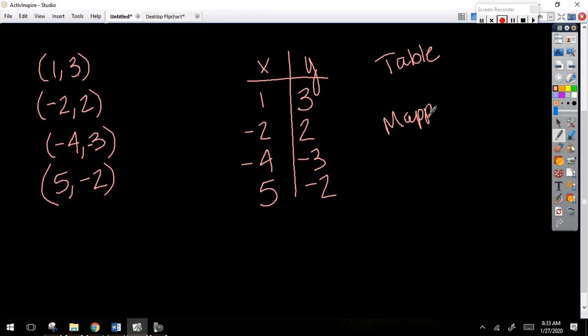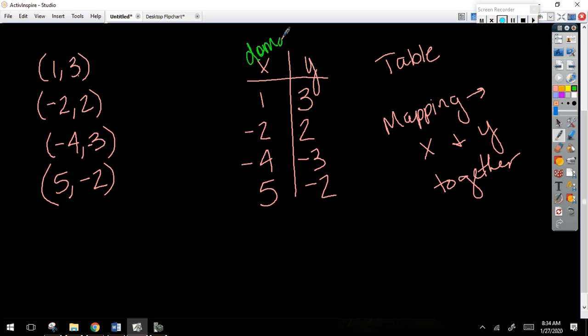So mapping, X and Y together. The points that match up together basically is, in a nutshell, an easy way to say. What is another word for the X values? Yes, good job. Domain. And the other one is range.